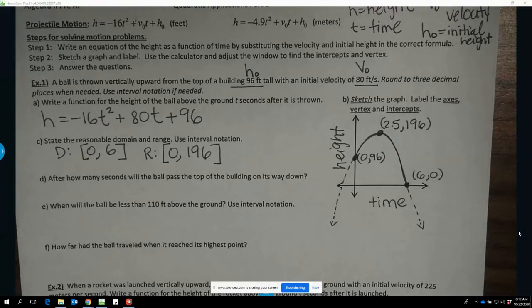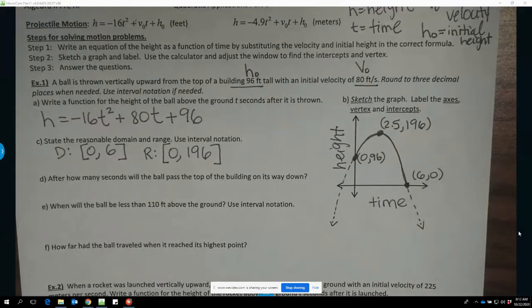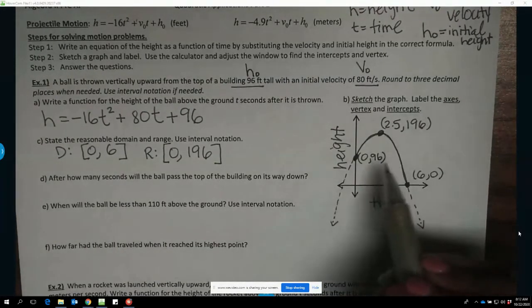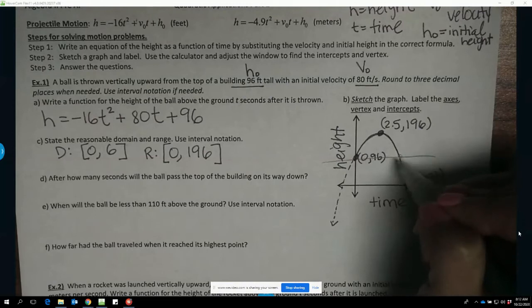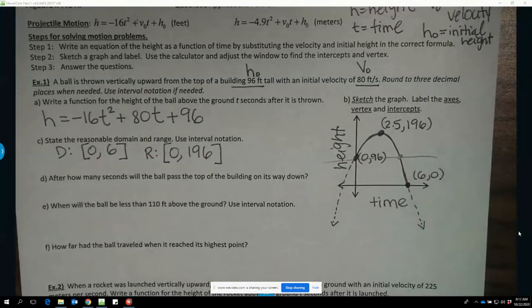Letter D, after how many seconds will the ball pass the top of the building on its way down? Okay, so this is one of these questions where you're going to have to graph it again, solve by graphing, but basically, the lights went off. So basically, you want to know after how many seconds will the ball pass the top of the building on its way down? So remember, this was the top of the building here at 96 feet. So we want to know when will the ball on its way down be at 96 feet again.